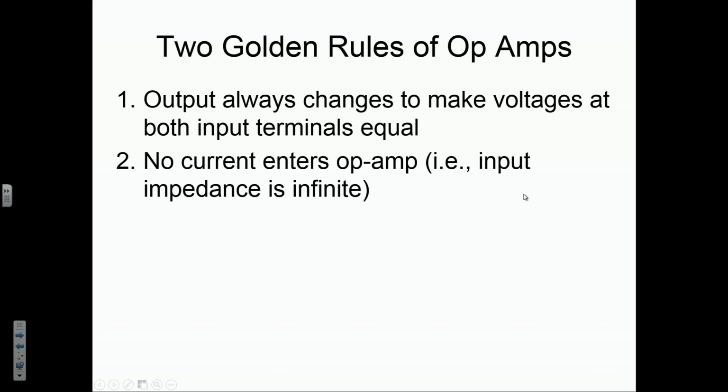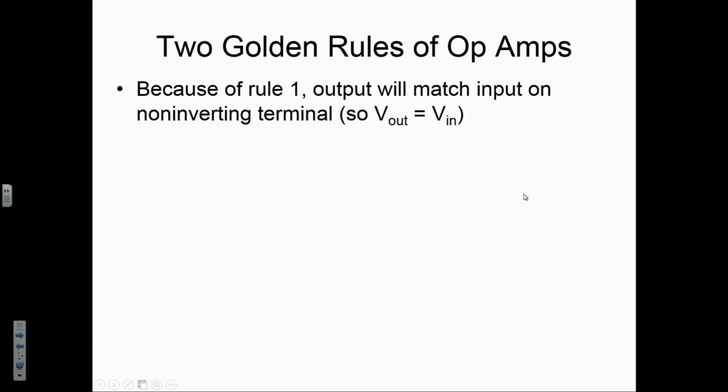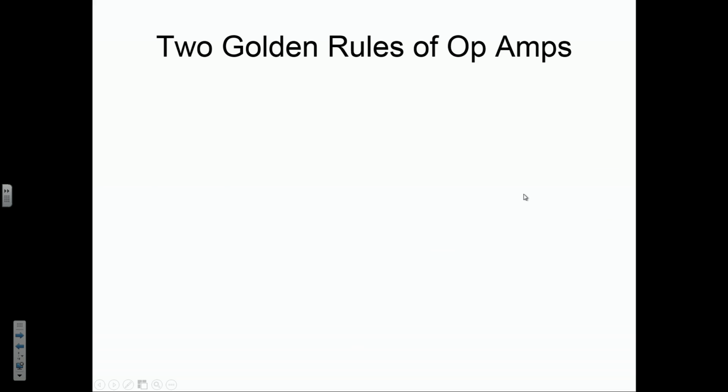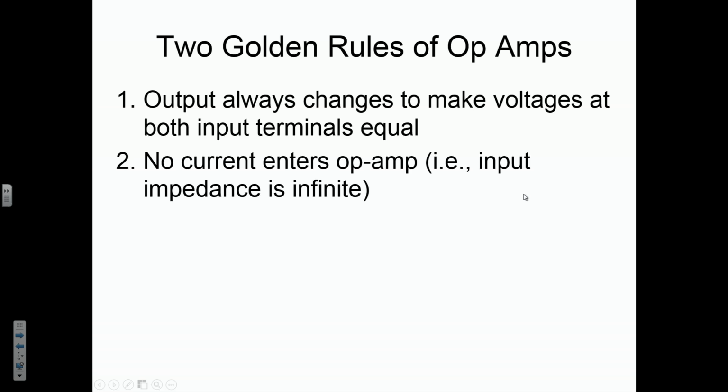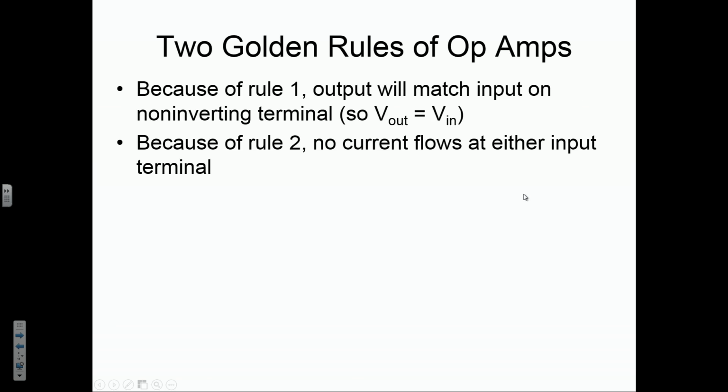Golden rule number 2, no current enters the op-amp at either terminal. Okay, so because of golden rule number 1, output always changes to make the voltages at both input terminals equal. Because of rule 1, the output will match the input on the non-inverting terminal. Vout is equal to Vin. Because of rule 2, no current flows at either input terminal.